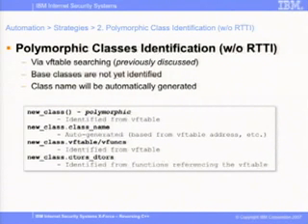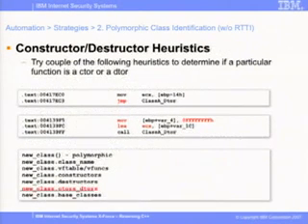So what will happen if you don't have an RTTI? You will only have the VF table and then the base classes are not identified yet. So class names can be automatically generated. From functions referencing the VF table, you still don't know if the particular function is a constructor or destructor.